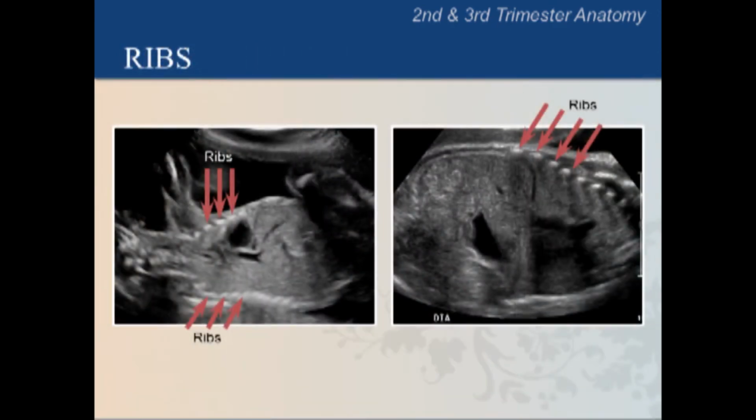These views of the chest show small hyperechoic, echogenic structures. These are ribs, which are made of bone. Please also notice the heart and stomach.